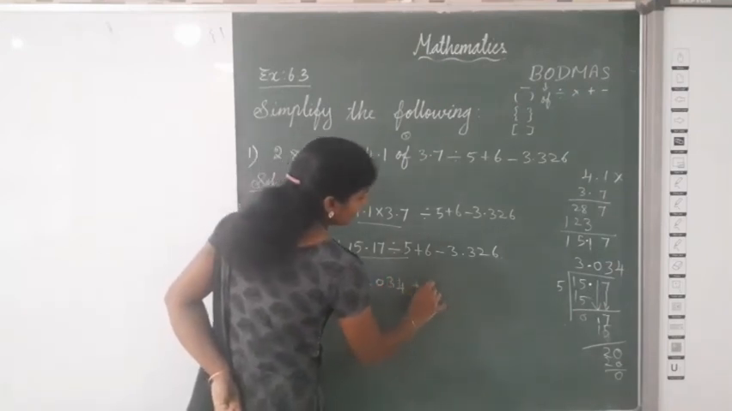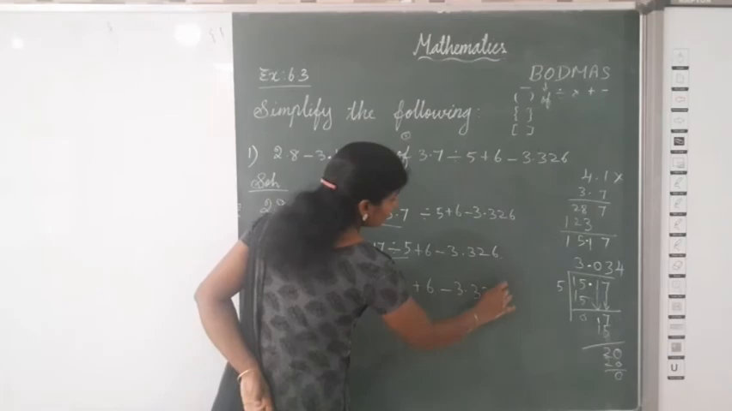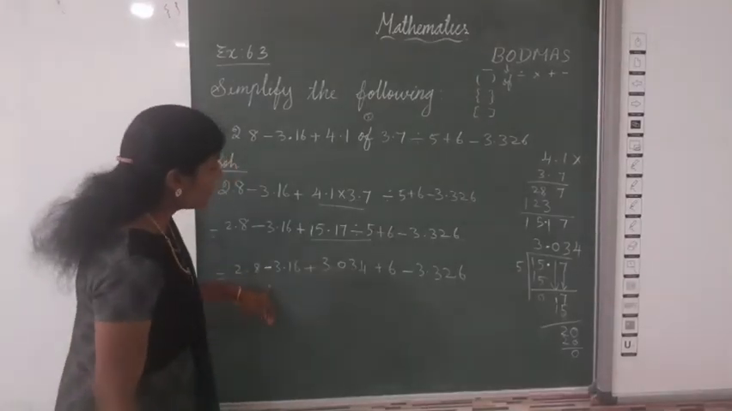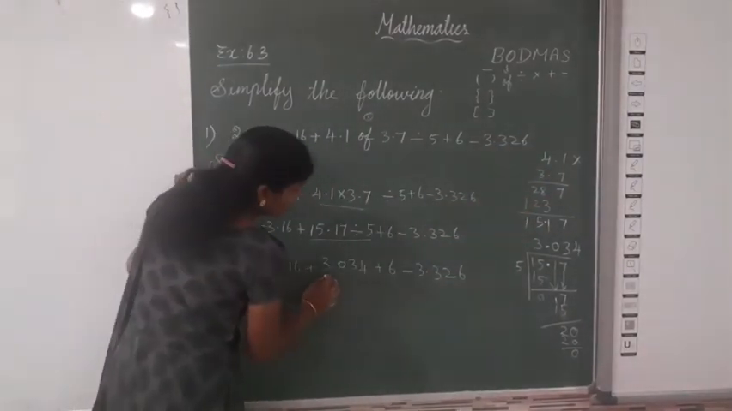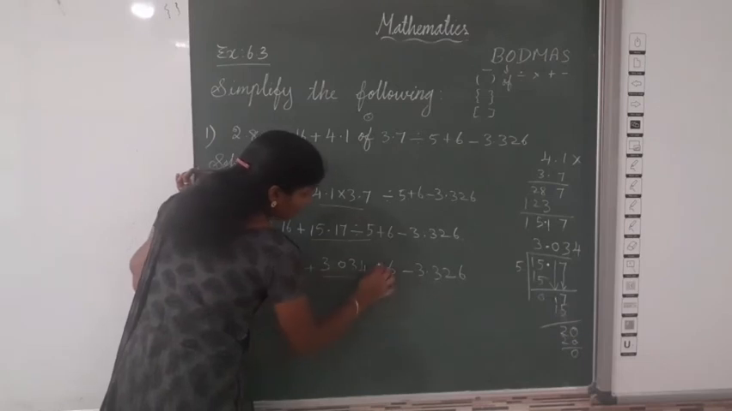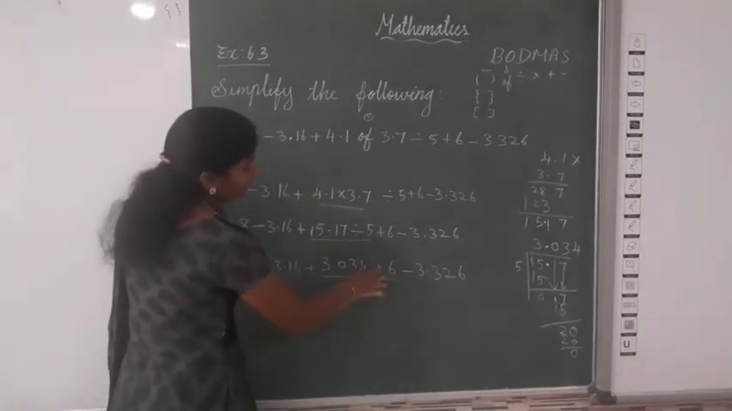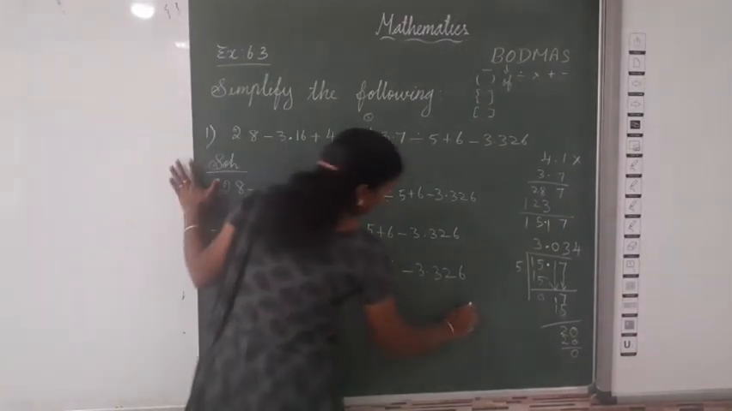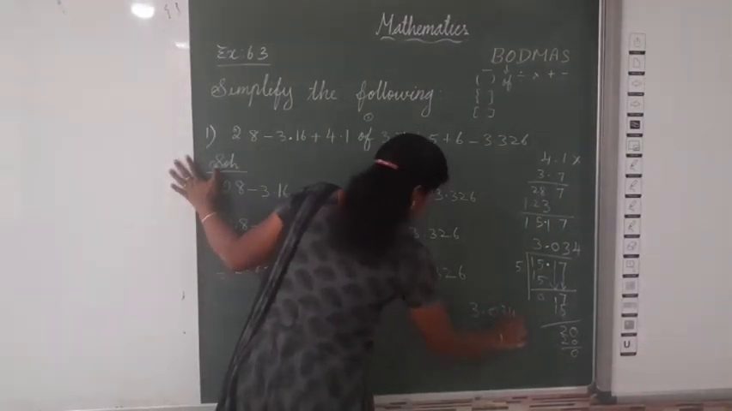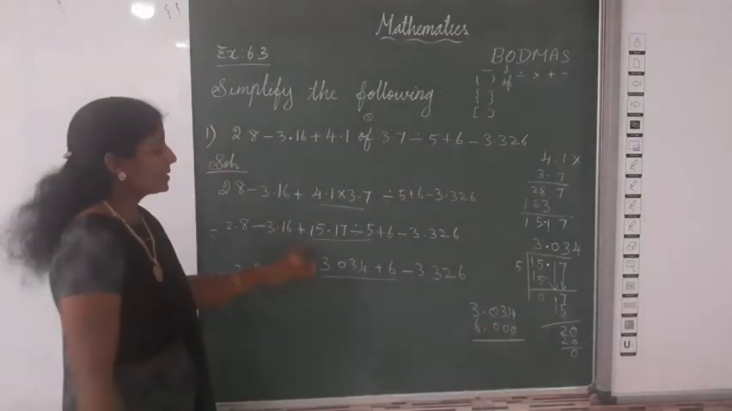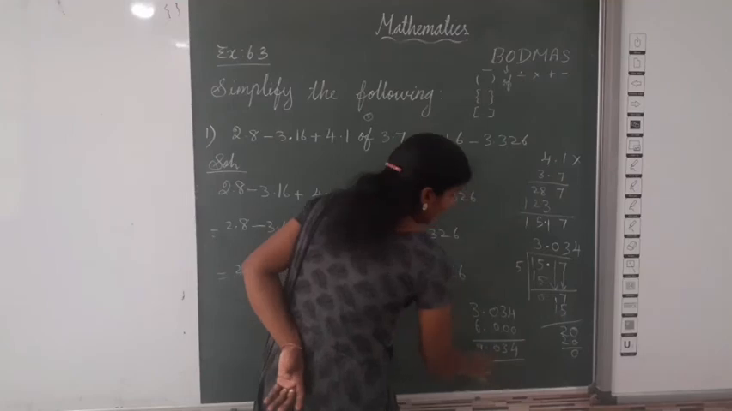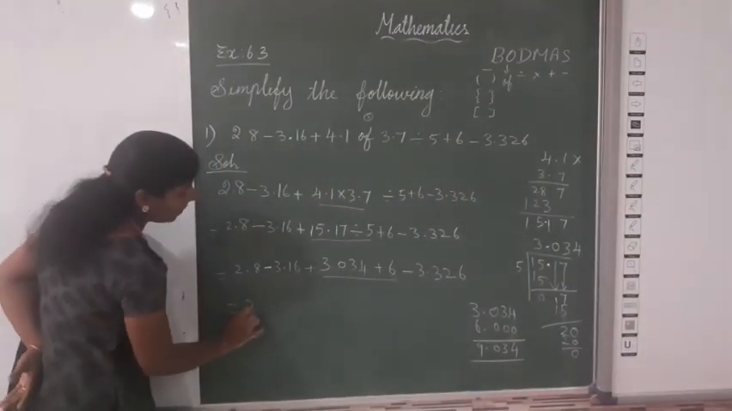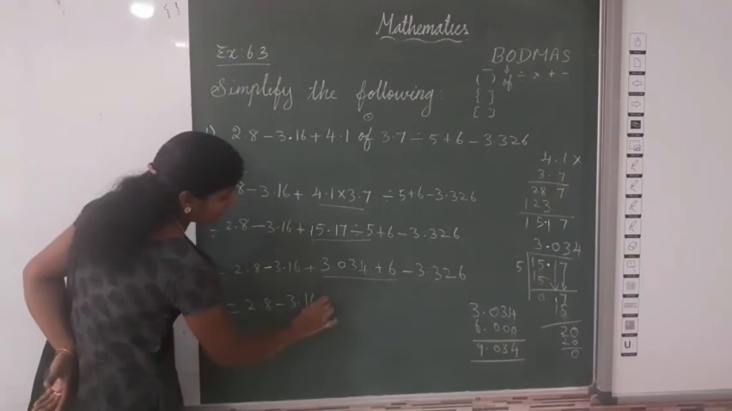3.034 plus 6 minus 3.326. Now next preference is for addition, isn't it? Now listen here, we can add these two numbers. 3.034 plus 6, which is 6.000, isn't it? 6 is here the integral part. So 9.034.